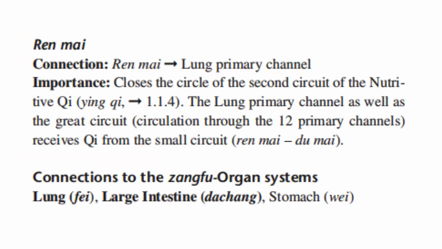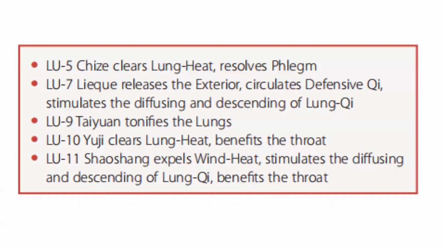Now let's talk about connection of the lung primary channel with Renmai. The importance of this connection is that it closes the circle of the second circuit of the nutritive qi or the yin qi. The lung primary channel, as well as the great circuit, which is the circulation through the 12 primary channels, receives qi from the small circuit. So that's Renmai to Taiyin. Then finally, the connections of the lung primary channel to the Zangfu organ systems: the lung, large intestine, and stomach.